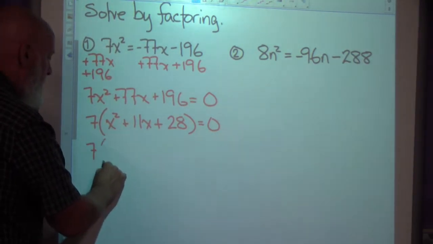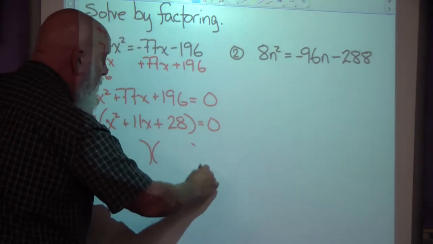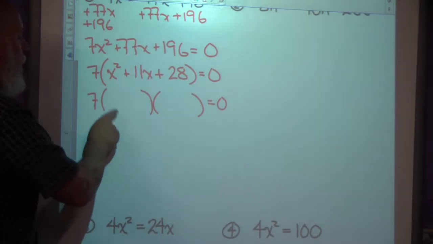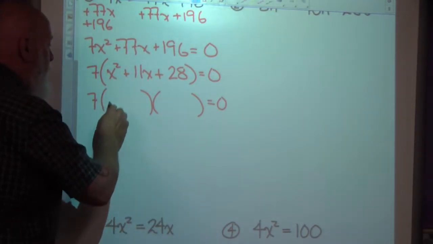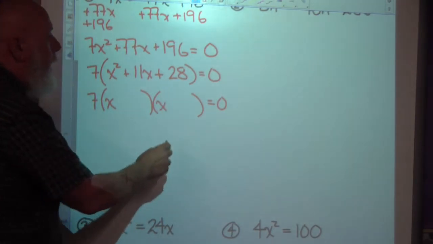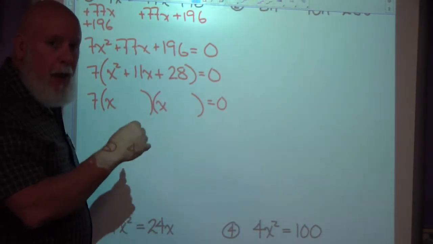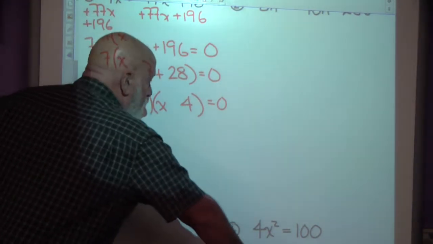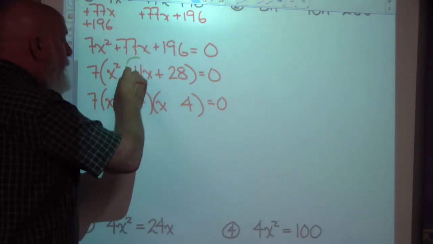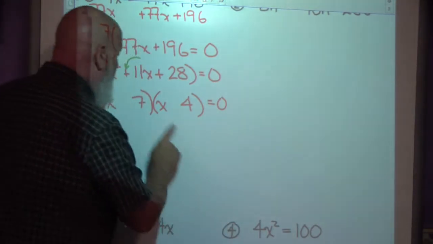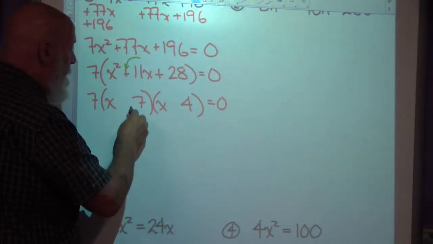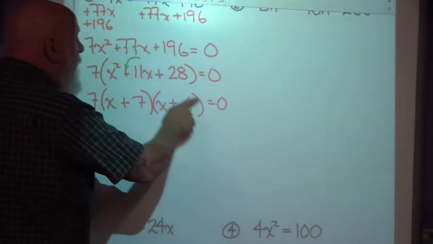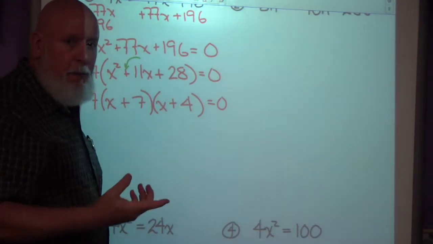This will give me 7, and I'll put the square root of this one, x, here and here. I look for factors of 28 that will add up to 11. That would be 7 and 4. It doesn't matter where I put them. What matters is that they add up to positive 11. I could put the 4 here and the 7 here. That's fine. They have to add up to positive 11, and the only way that can happen is if they're both positive. Now I've gotten this factored, so I employ the zero product property.